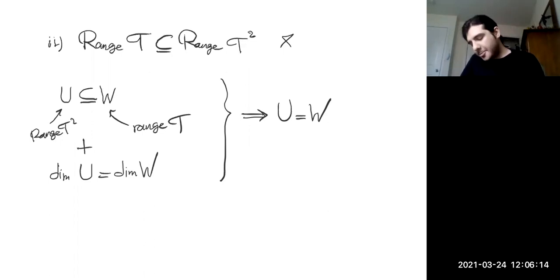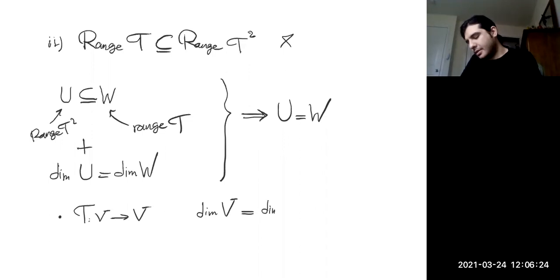Remember, when we have a map T from V to V, we know the dimension of V is equal to the dimension of null of T plus the dimension of range of T, right?